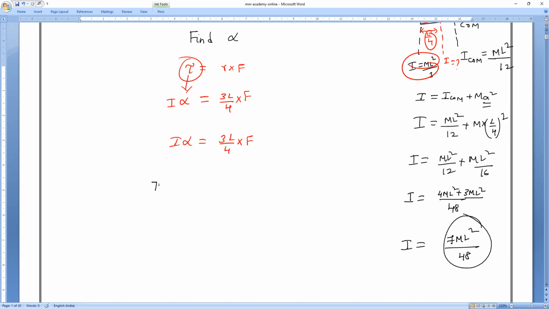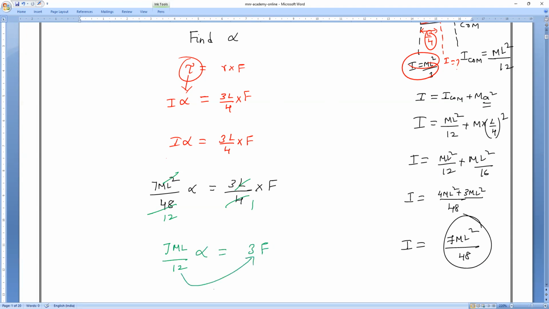So I value is 7 ML square divided by 48 into alpha, which is equal to 3L divided by 4 into F. So we want to find alpha. So L square, L will get cancelled. 4 ones are 4, 12s are 48. So now what is remaining? 7ML divided by 12 into alpha is equal to 3F. Now 3 will come this side, so 12 will come this side. So alpha is equal to 12 3s are 36 by 7ML. So that is the angular acceleration. So that's all it is.